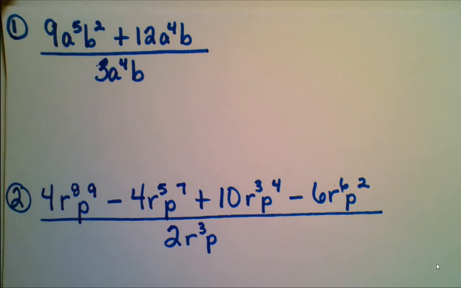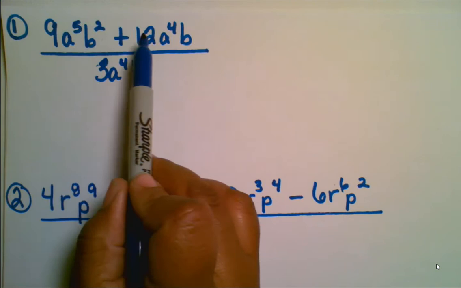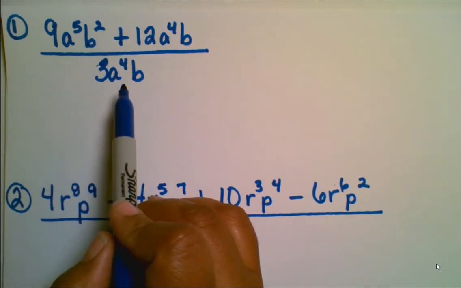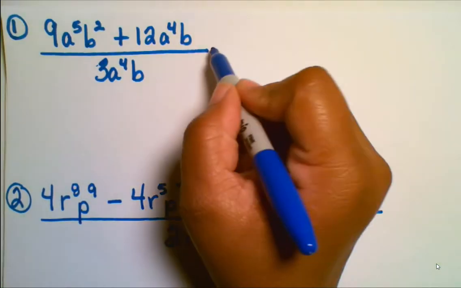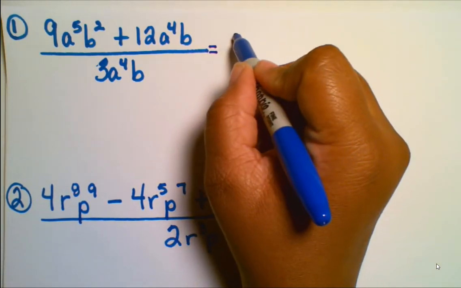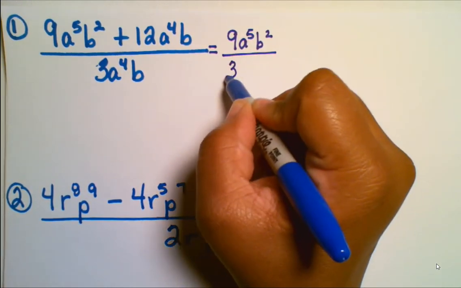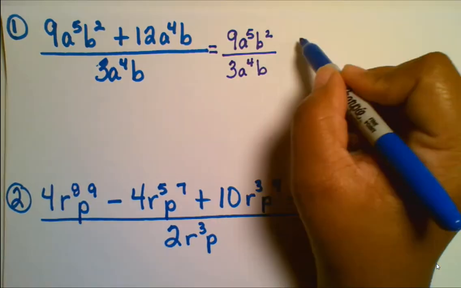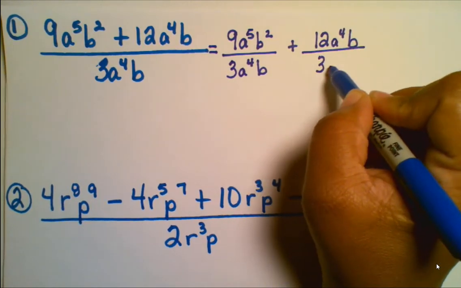So what we're going to do is write this one fraction as two separate fractions because your polynomial, or we would say the dividend, is the binomial that's in the numerator. Our monomial, which is in the denominator, is the 3a to the 4th b. So we write this expression out as two separate fractions. We have 9a to the 5th b squared all over 3a to the 4th b plus 12a to the 4th b all over 3a to the 4th b.